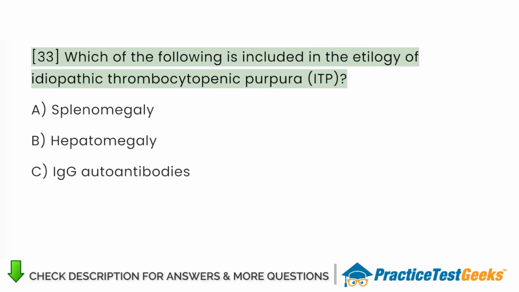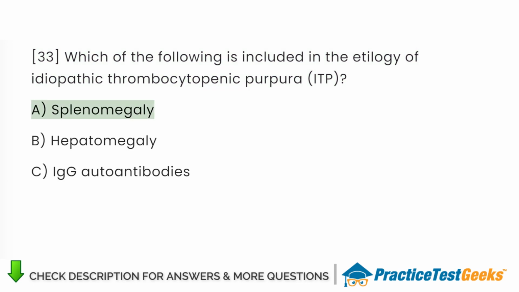Which of the following is included in the etiology of idiopathic thrombocytopenic purpura, ITP? A. Splenomegaly. B. Hepatomegaly. C. IgG autoantibodies.